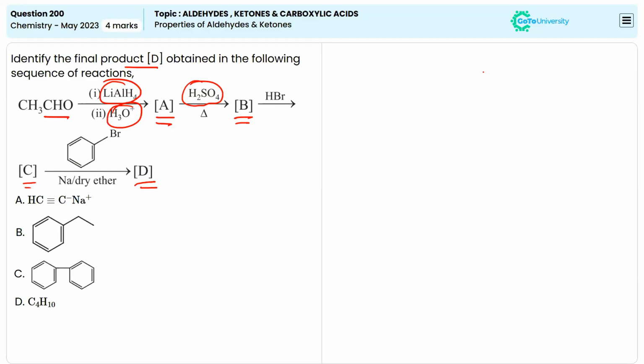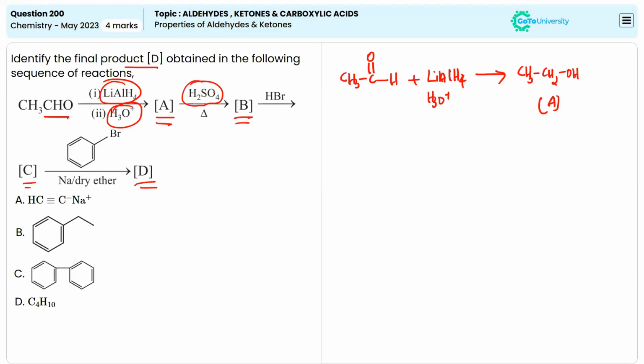We are starting from the reagent, acetaldehyde, CH3CHO, reacting with lithium aluminum hydride in presence of H3O+. In the first step, it will convert into the corresponding alcohol because the reducing agent is here. The reduction reaction will take place and it will convert to CH3CH2OH, the alcohol. So A is ethanol.